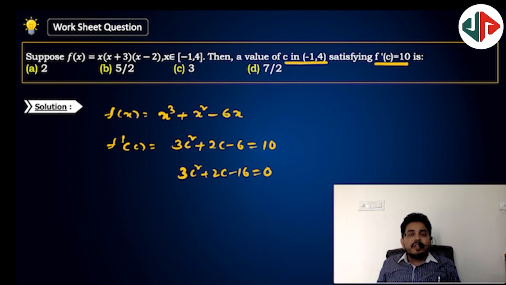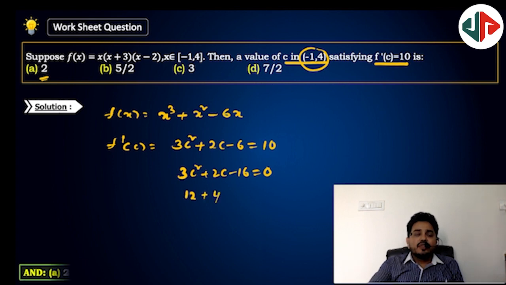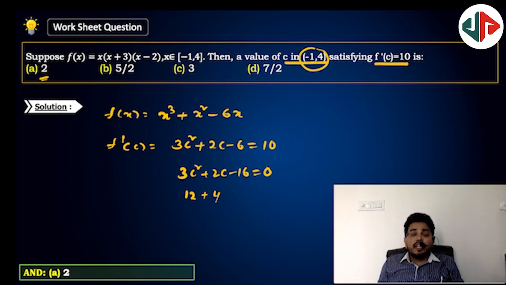Okay. So among minus 1 to 4, which values are going to satisfy? If I take 2, 12 plus 4, yes, satisfying. So you'll take this one. You need not solve, you can go for the verification directly, you'll get the answer.